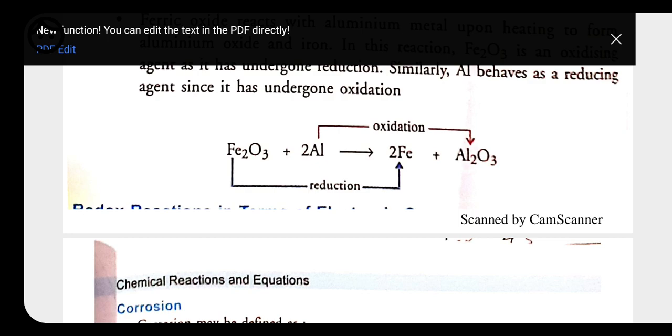Last topic of this chapter is corrosion and rancidity. We know that we have lots of things which undergo oxidation, and because of this oxidation reaction there are many types of bad impact in our daily life. If we keep chips in open air, what happens after some time? These chips lose their crispiness. Why does it happen? Because the chips react with the oxygen and oxidation takes place. That's why it loses its crispiness.